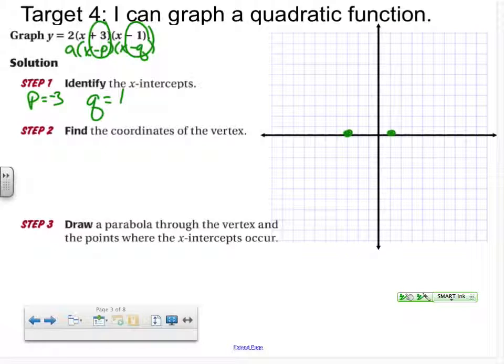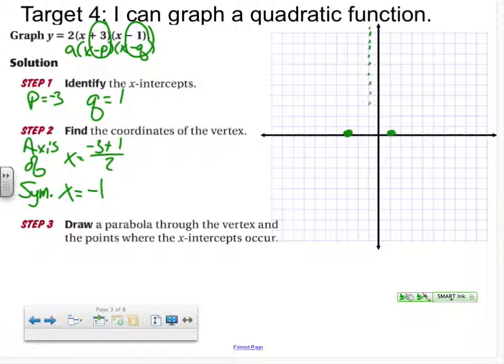And then I also know that my axis of symmetry is halfway between those. So I'm going to find the axis of symmetry by averaging those. The axis of symmetry is negative 3 plus 1 over 2. Negative 3 plus 1 is negative 2. Negative 2 divided by 2 is negative 1. So my axis of symmetry is at negative 1.